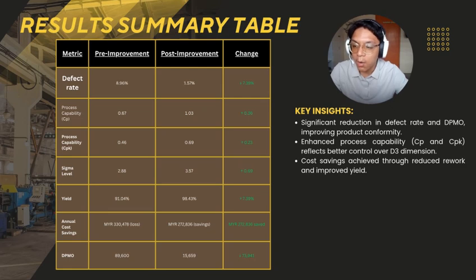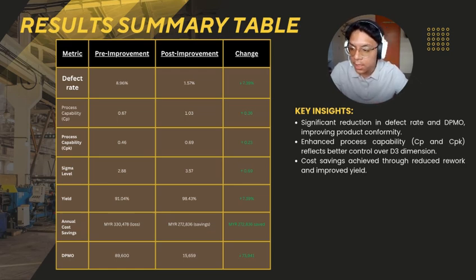Next, look at our process capability, our CP value, which measures how well the process fits within specification limits. It went from 0.67 to 1.03, an increase of 0.36. Similarly, the CPK, which accounts for process centering, improved from 0.46 to 0.69. These jumps show our process is now far more reliable and consistent.